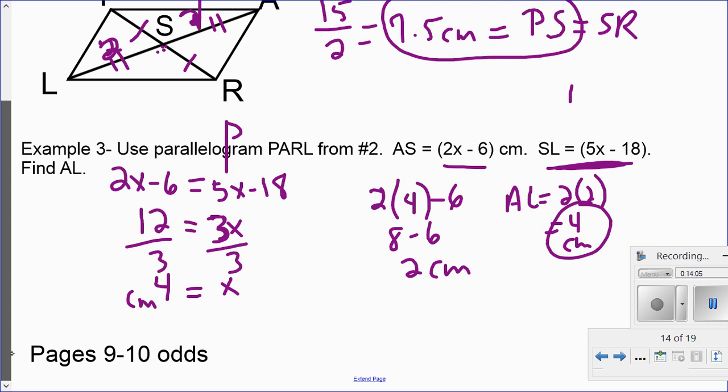Okay. So next you should try pages 9 and 10, the odd numbered problems, to get some practice on some similar problems.